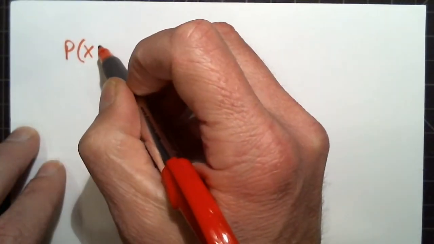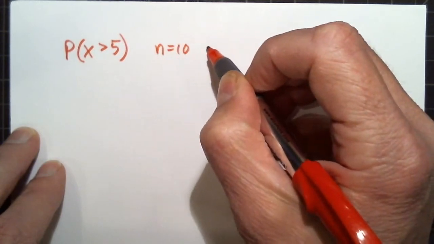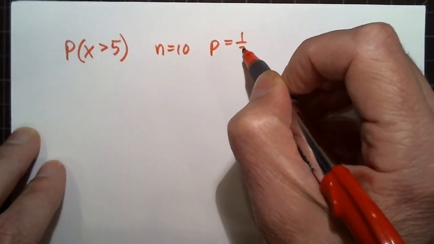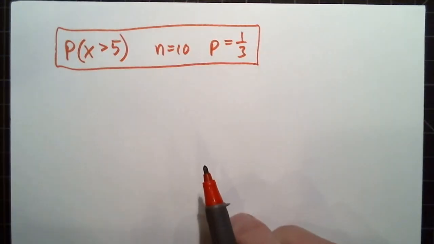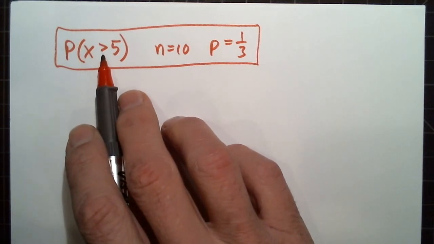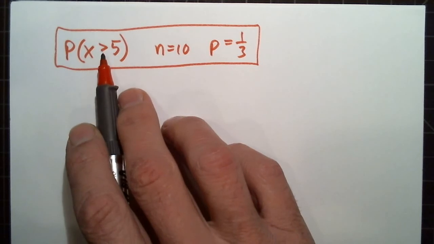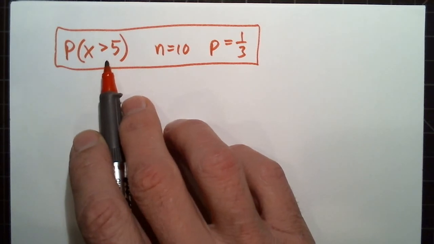Find the probability that X is greater than 5 if n equals 10 and the probability is 1/3. So maybe we'll have another question that looks like that. So this is our main concern, this symbol. We can't use a 5 in the calculator, and we wouldn't want to do this by hand, so we need to rearrange that.